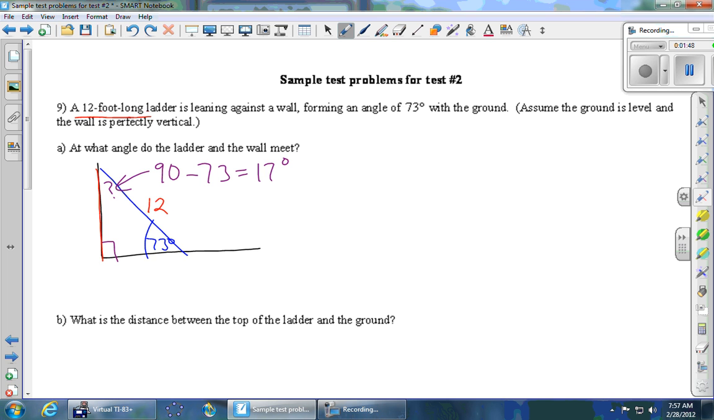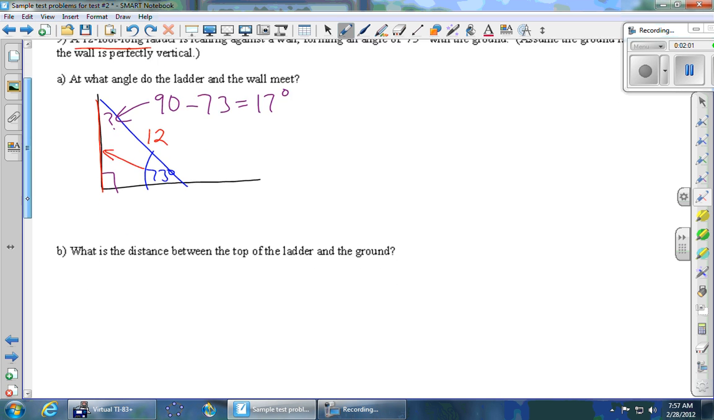And what we have now is an angle. With respect to that angle, this side over here is what we've been calling the opposite side, and the 12 is the hypotenuse. So we want the trig function that relates the opposite to the hypotenuse. And that trig function is sine.